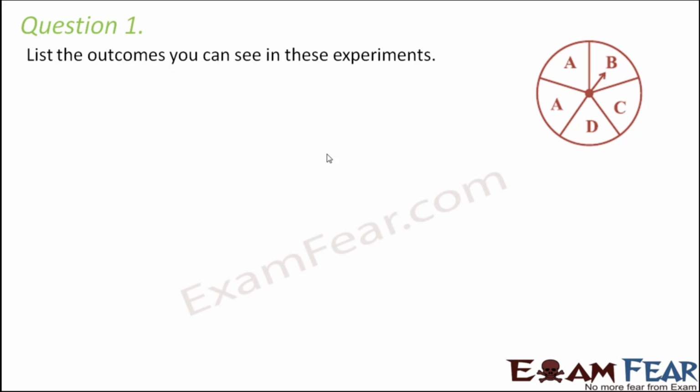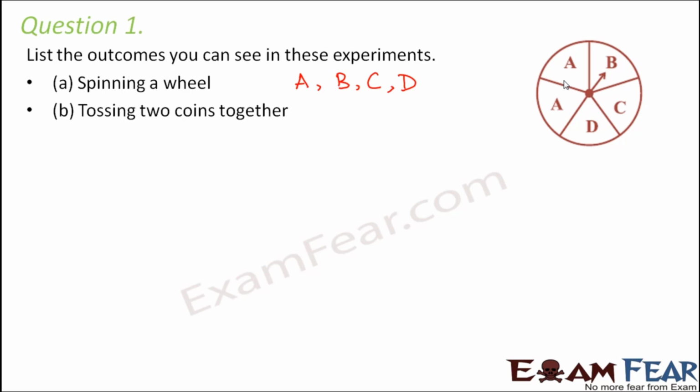Question number 1: list the outcomes you can see in these experiments. Spinning a wheel. As you can see here in the picture, spinning a wheel. In this wheel, what are the possible options that we have? What are the possible outcomes? The possible outcomes could be A, B, C and D. These are the possible outcomes because here also you have A, so the outcome would be A. So you have 4 possible outcomes.